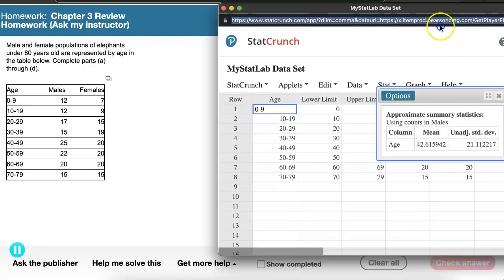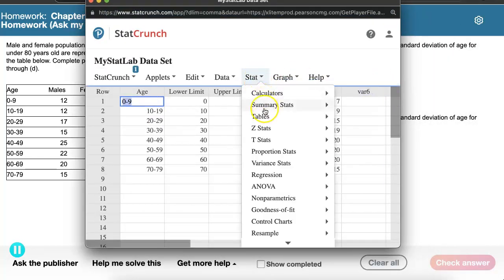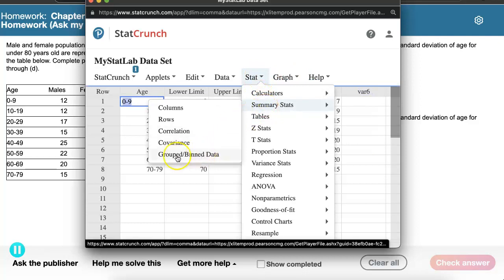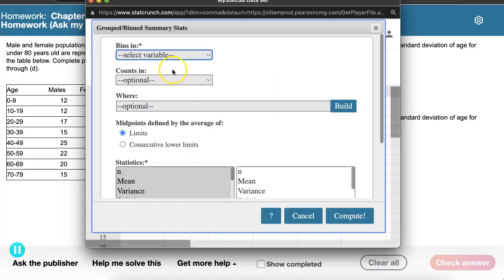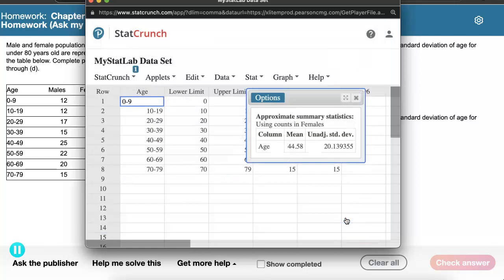Okay, so up next, we're going to do the same thing, but with the females. So let me bring back up StatCrunch. I'm going to select Stat, Summary Stats, Grouped/Binned Data. The bins are the ages. This time the counts are in the females column. But again, we only need mean and unadjusted standard deviation since we're asked about a population. So now I have these values, and I'm going to type these into my MATLAB.